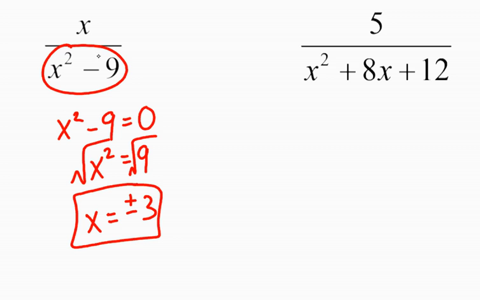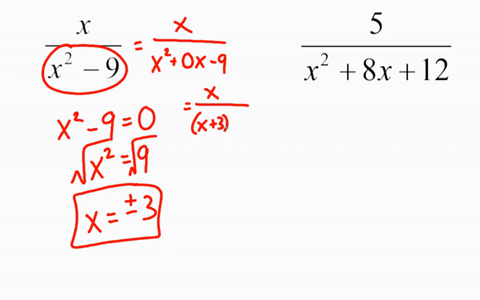You could have also got it from factoring. If you had factored the bottom, I need two numbers that multiply to be negative 9 and add up to be 0, because this is really x squared plus 0x minus 9. That's why we practiced factoring in the prior section. I would get x plus 3 and x minus 3.